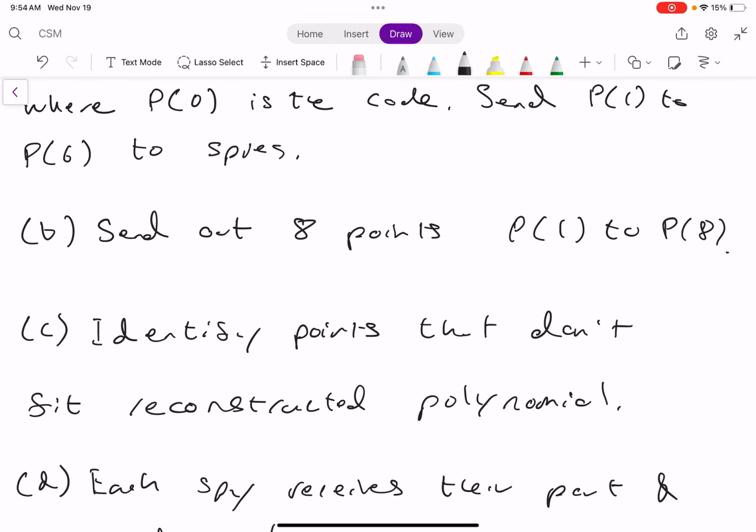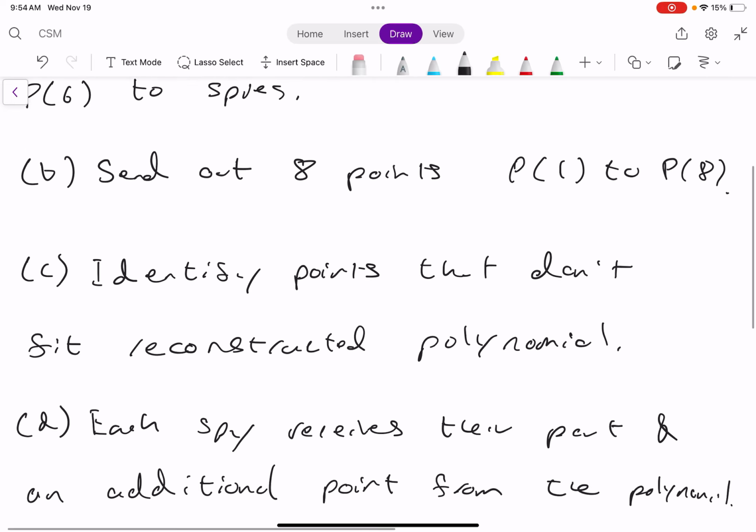Alright, let's look at part C. After the mission, Agent 0 wants to verify the identity of each spy to identify any double agents. Assuming there were alterations in the transmitted messages, how could he use the same error-correcting scheme to identify at least one double agent? Okay, the idea is that Agent 0 could just simply identify points that don't fit the reconstructed polynomial. And if those points don't fit the reconstructed polynomial, they indicate that there are some alterations there.